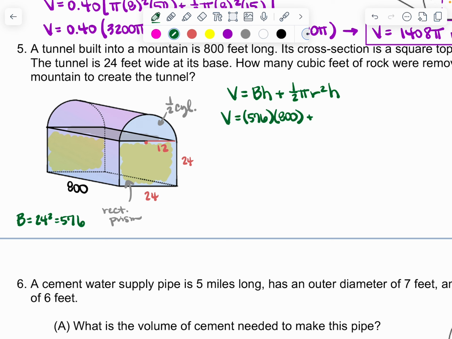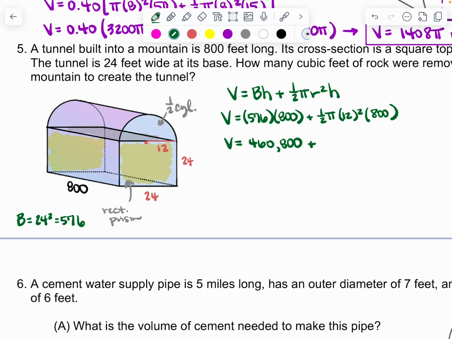And then the height of my prism is 800. Some pretty big numbers, right? And then my cylinder, 1/2 pi, the radius is 12. And the height of my cylinder from circle base to circle base is also 800. All right, and there you go. Then your job is just to clean up that mess. And obviously my answer is going to be a binomial because prisms and cylinders don't play nicely with each other.